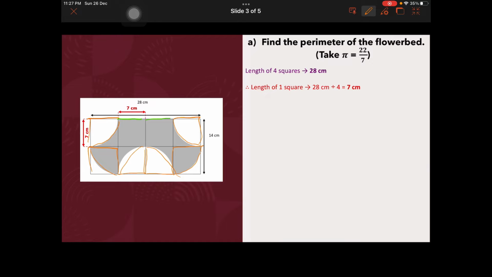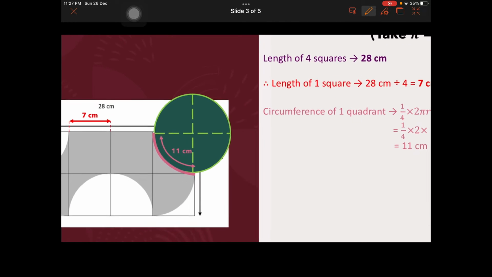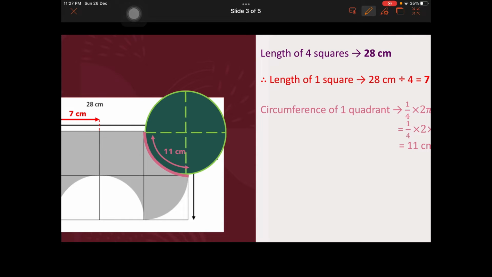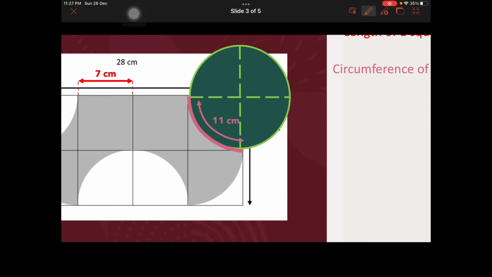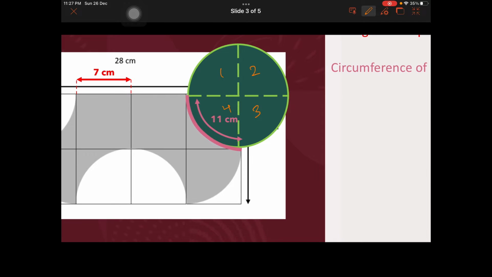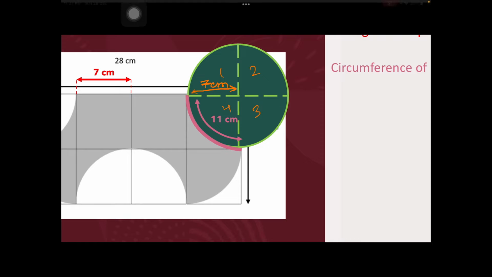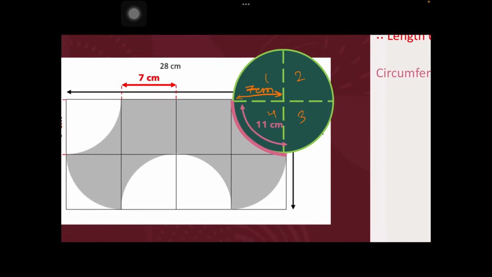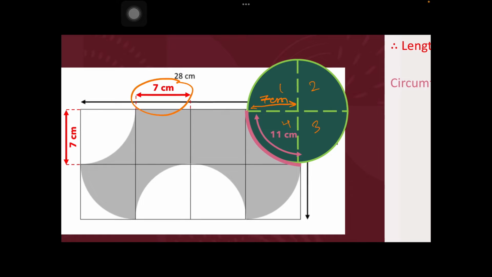And if you look at the next animation, we see that there's a circle. And in this circle, we have 4 quadrants, 1, 2, 3, 4. Now, I don't know if you're able to see this, but the radius of the circle is 7 centimeters. The reason how I got this lies in finding the length of one side of the square.